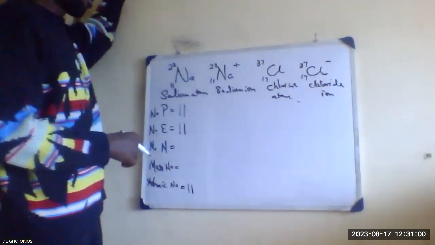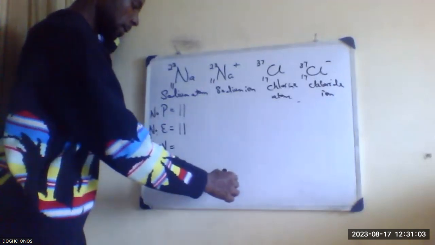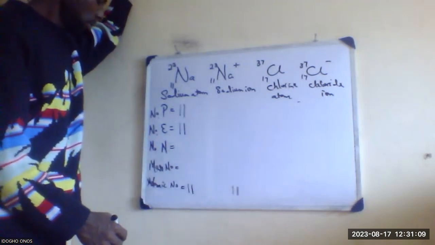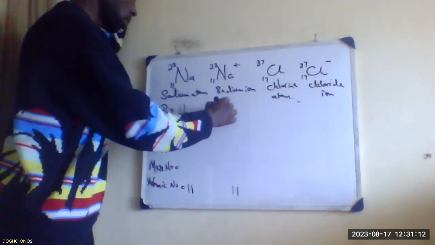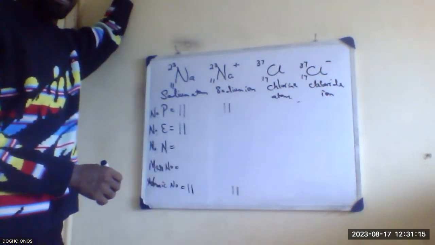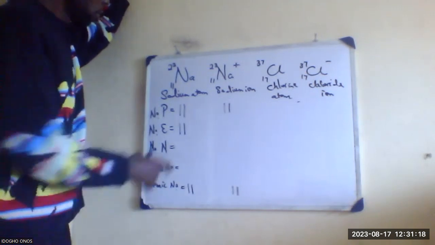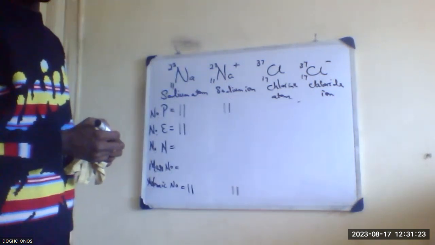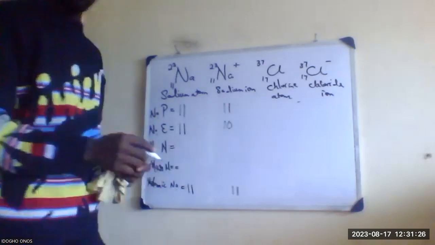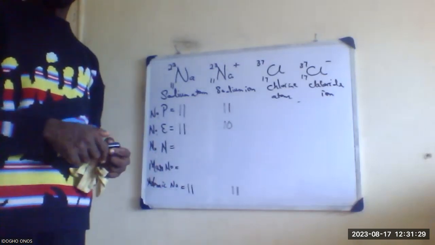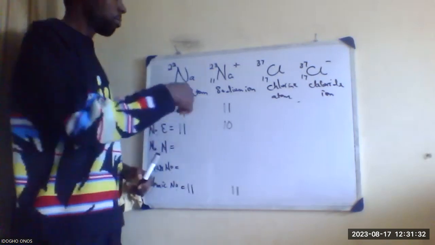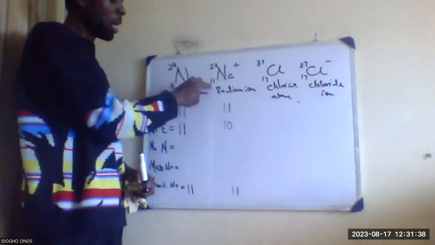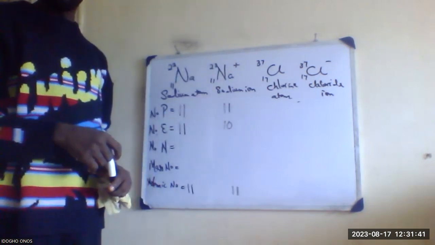Let's finish off first. Then sodium ion, atomic number 11, right? Yes. Number of proton, 11. Number of electron is 10, because it gave out 1 electron, that is this one positive. So you take away 1 electron from this 11, which gives me 10.